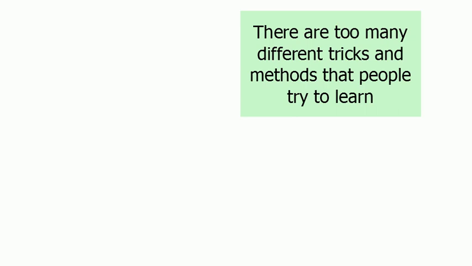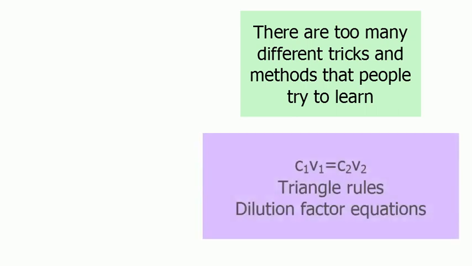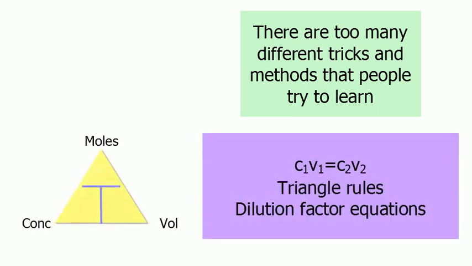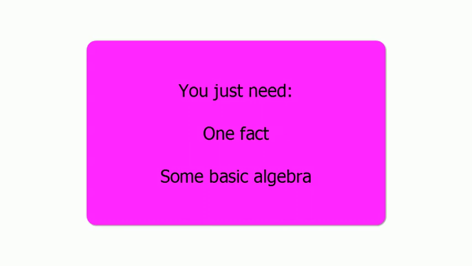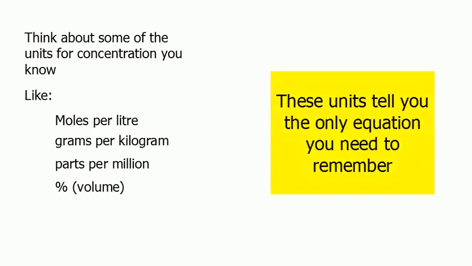There are too many different tricks and methods that people try to learn. Things like C1V1 equals C2V2, triangle rules, dilution factor equations and so on. What I'm going to show you is that you need just one fact and some basic algebra, and you can avoid having to remember all those different things. So think about some of the units for concentration you know, like moles per litre, grams per kilogram, parts per million, or percentage volume. These units actually tell you the equation you need to remember.